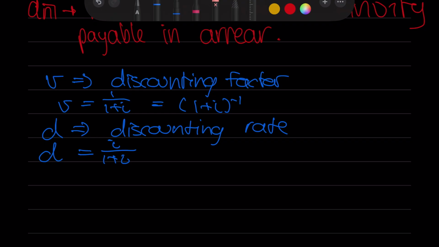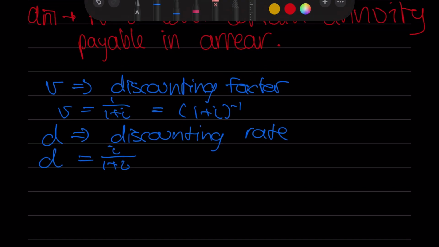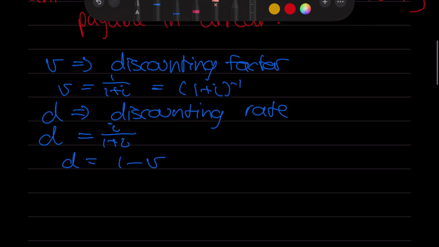So that is the interest over 1 plus the interest. There's one relationship between the v and the d that I think is pretty important to know: d is equal to 1 take away v. I can do that proof quickly. Let me remember how it goes. Okay, let's start with, yes.